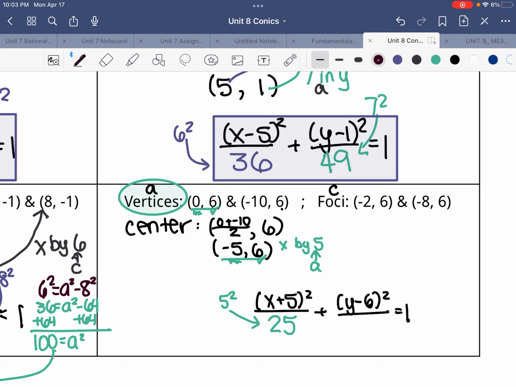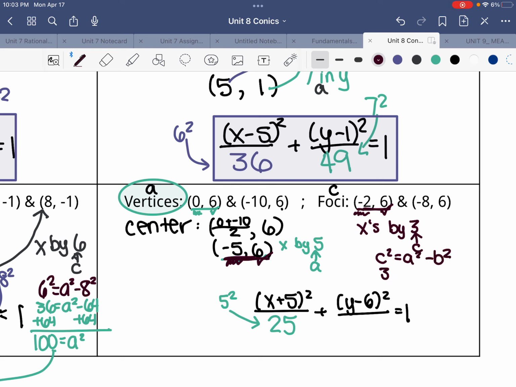Then I look at my foci, and I see that from my center to my foci, the 6 is already the same. But negative 5 to negative 2 means that the x's are going up by 3. But that is C this time. Which also tells me that I don't know what goes underneath Y, because the Y's haven't changed. They were 6 on everything. So then I have to go straight into c squared equals a squared minus b squared.